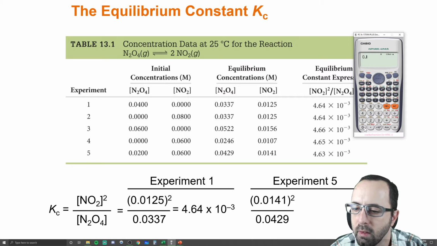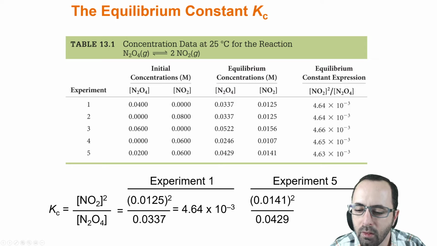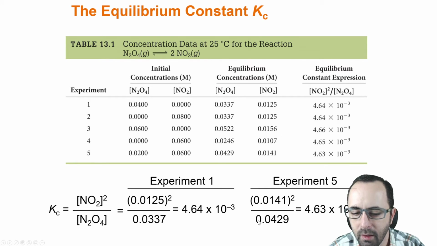So 0.0141 squared divided by 0.0429. And of course, whenever I punch something, I hope you're punching it along with me, just to make sure you get the same answer. And we get 4.63 times 10 to the minus 3, just as it says right there. You can see that there's a little difference on the last sig fig, but to any scientist, because this sig fig always has a little bit of wiggle room, these two numbers are effectively the same thing.